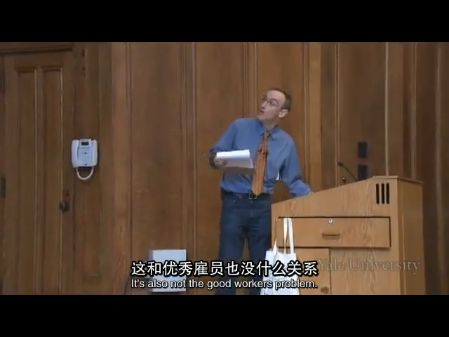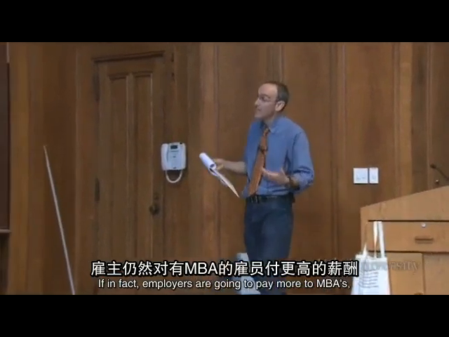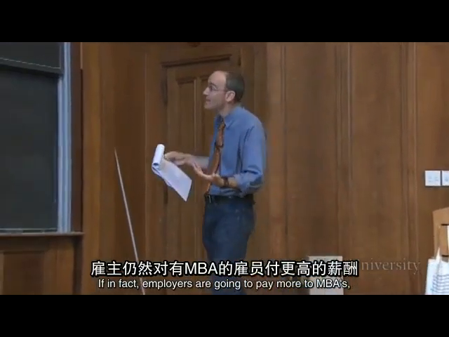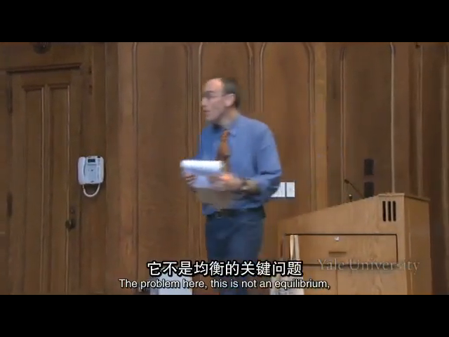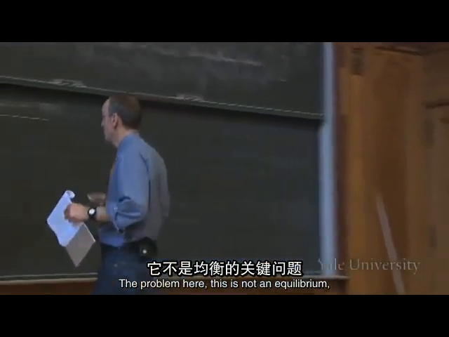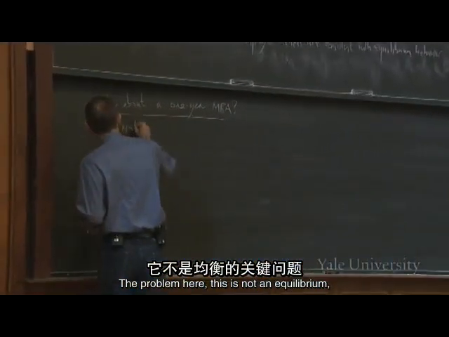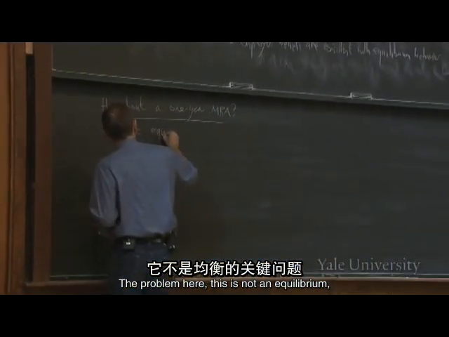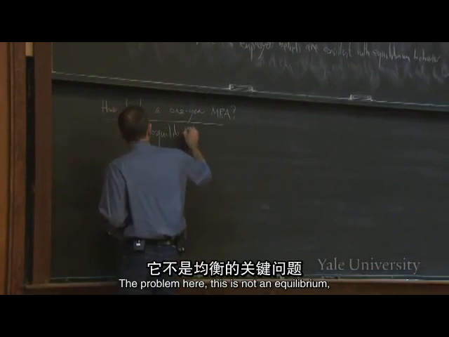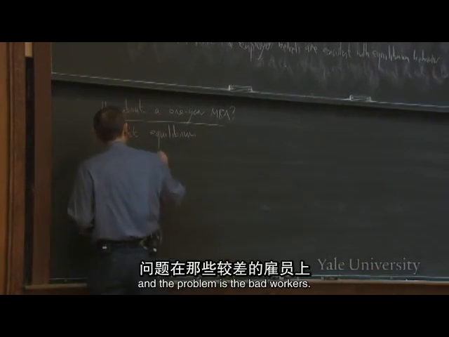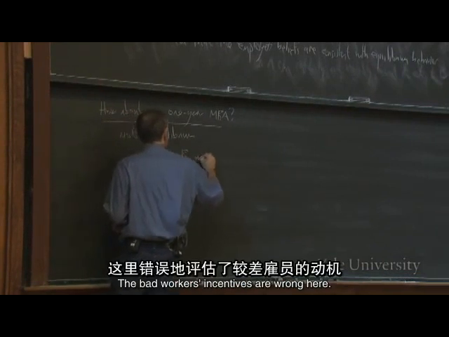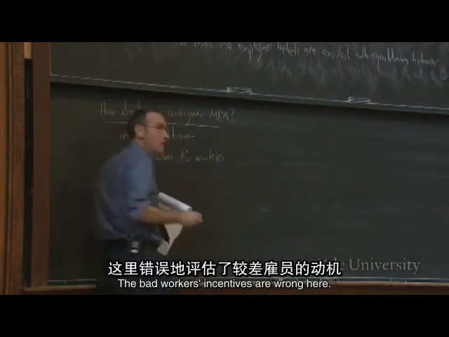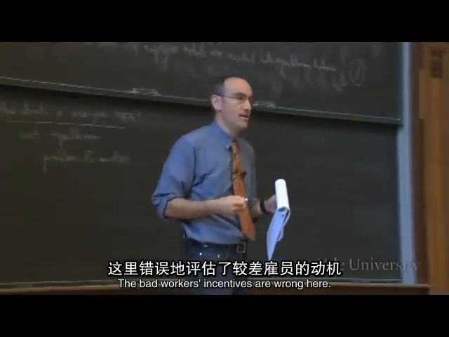It's also not the good workers' problem. If in fact employers are going to pay more to MBAs, then the good workers are still going to, even more so, are going to want to go ahead and get MBAs. The problem here, right, this is not an equilibrium. It's not an equilibrium, and the problem is the bad workers. The bad workers' incentives are wrong here.